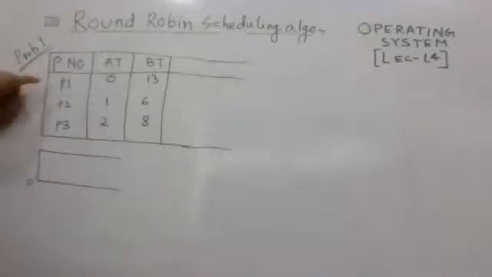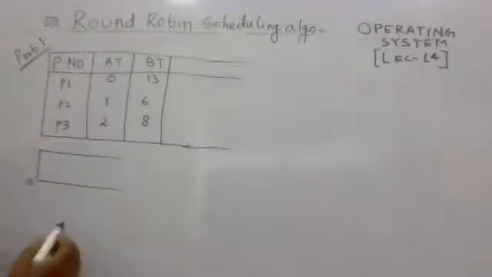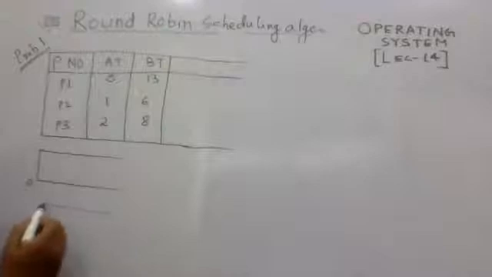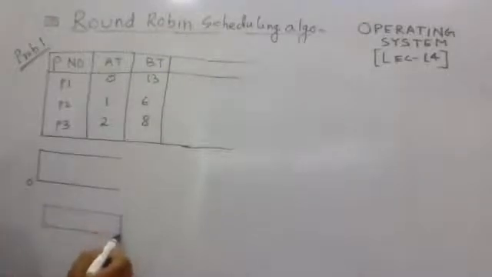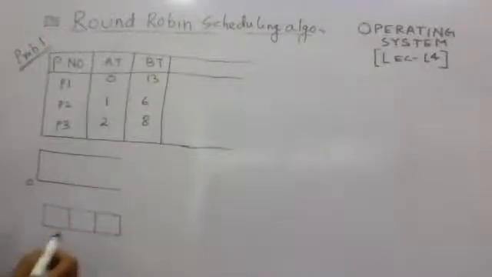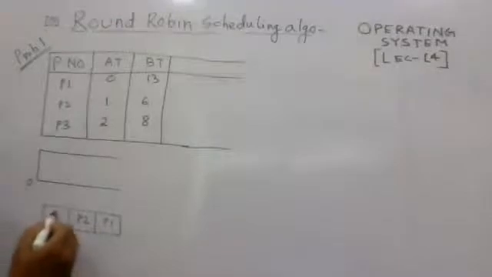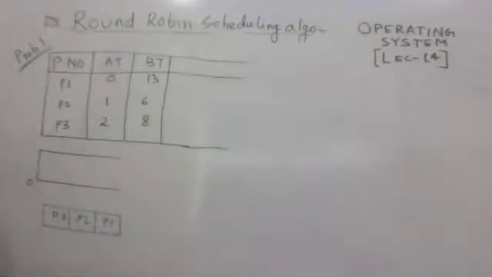It is clear that the first process which arrived in the ready queue is P1, the next process is P2, and after that we have P3. So in your FIFO queue, there are 3 processes: P1, P2, P3.